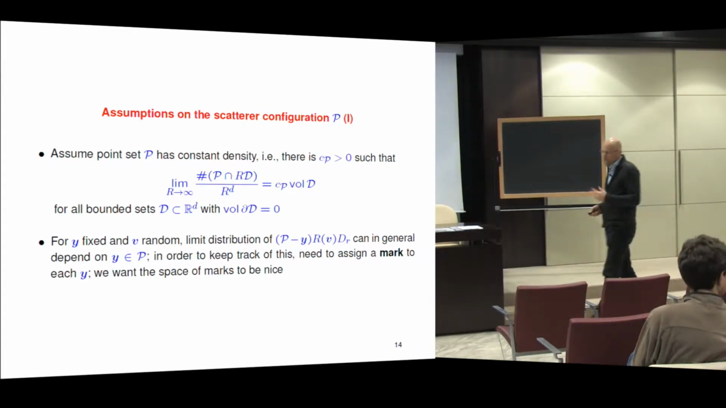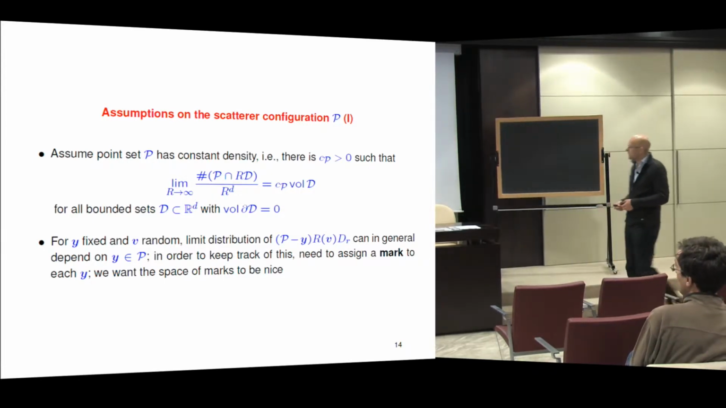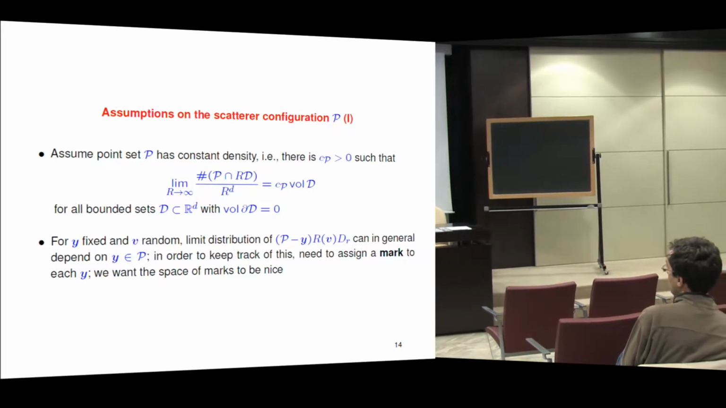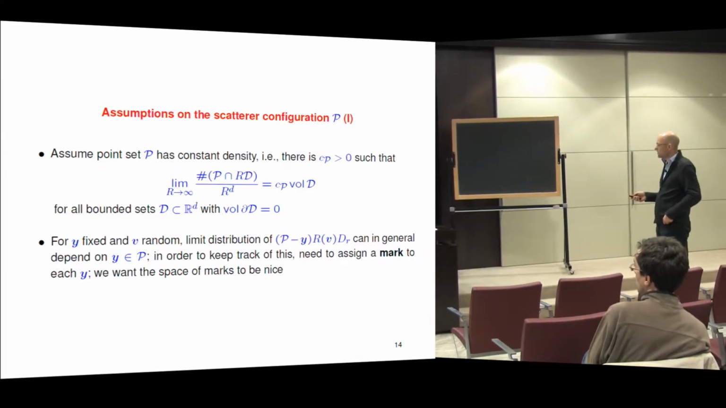So now, in order to answer this question, we need to make some assumptions on the point set P. So the first assumption is very natural. That's what I started off with. We assume it has constant density, and what this means is exactly what I've written down here.